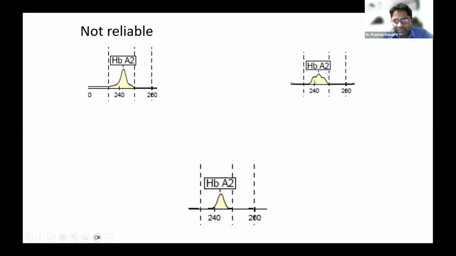And again, if you look at the second example, this is not symmetrical and it's not uniform. So again, that's not reliable. But in the third example, it follows the Gaussian distribution and it's symmetrical. So this would be reliable. So these are the few things which we have to be aware of whenever we are reporting electrophoresis.